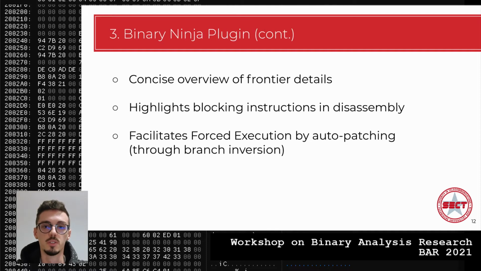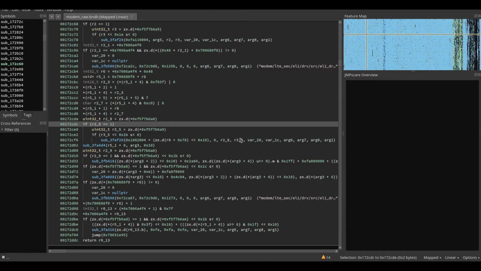And with that we come to the disassembler, namely the Binary Ninja plugin. And here we have prepared a little demonstration for you. Here we see the Binary Ninja reverse engineering suite, and we will now use the JMPscare plugin to import analysis data for our MediaTek baseband firmware.